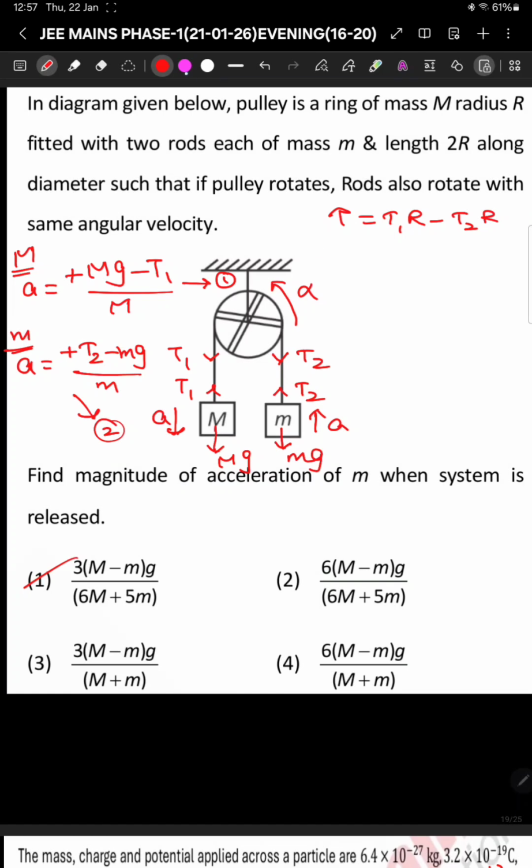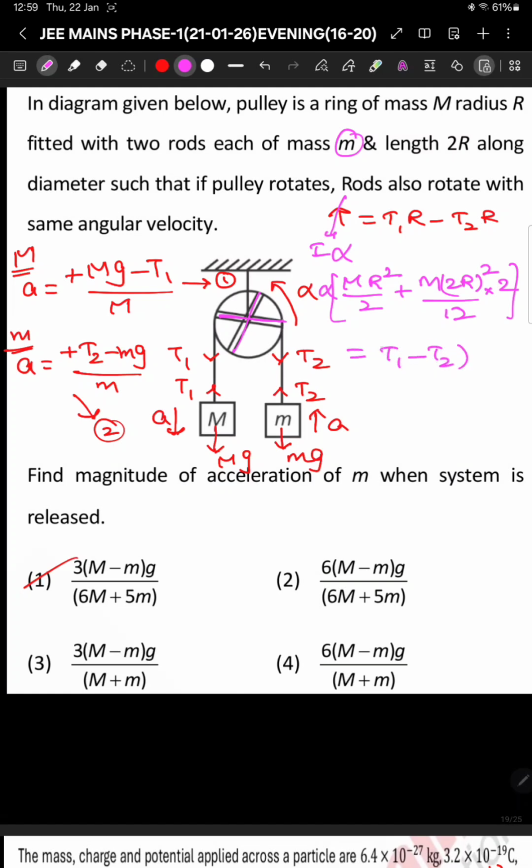So tau equal to, the formula we know, I alpha, where I is the moment of inertia. So the moment of inertia was MR square by 2 plus the rod moment of inertia is ml square by 12. Mass of the rod is small m. Here length of the rod is given 2R. So ml square by 12, into 2 rods are there finally. It is the total I value into alpha equal to T1 minus T2 into R. Let it be equation number 3.